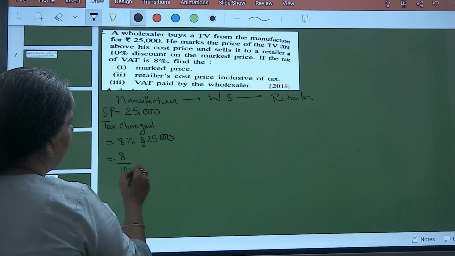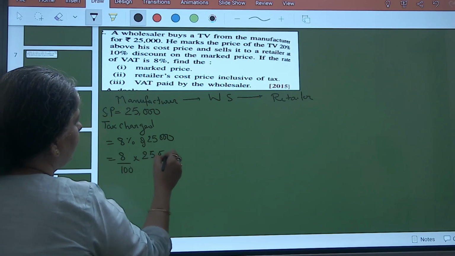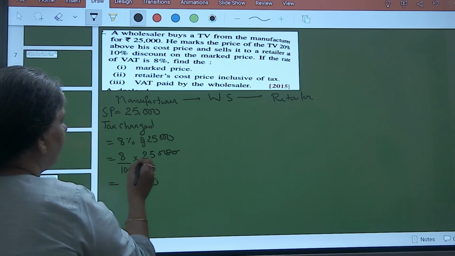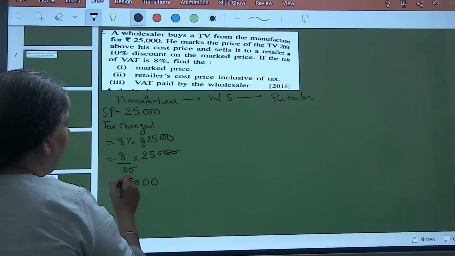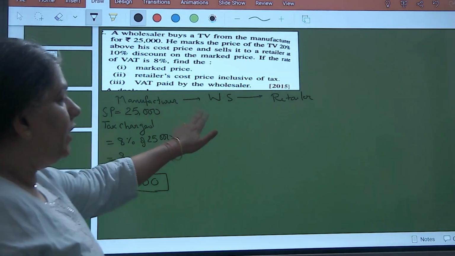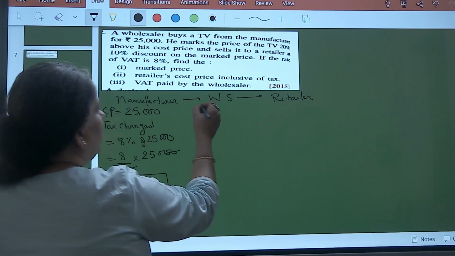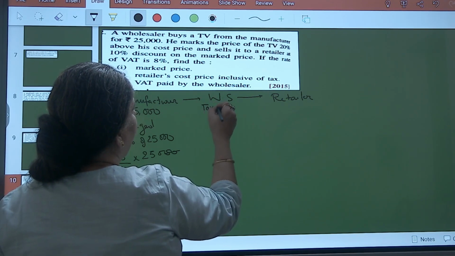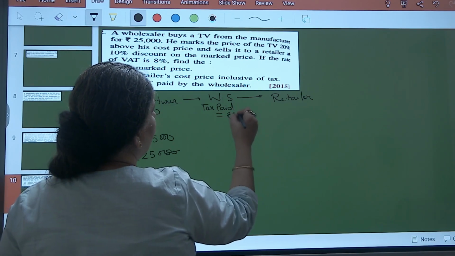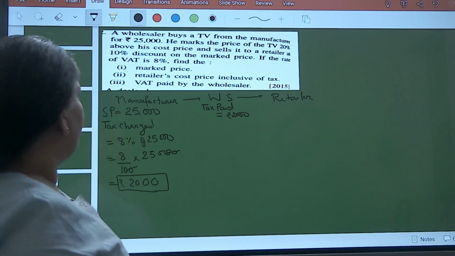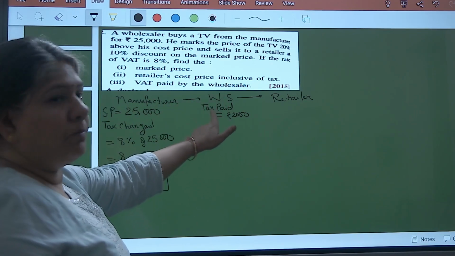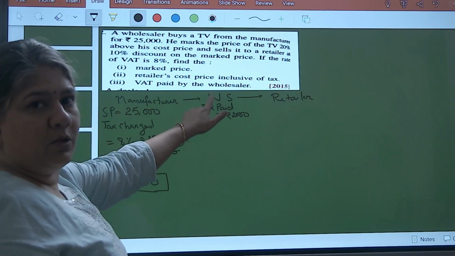So 8 upon 100 into 25,000. So what we get? 2,000. So rupee 2,000 is the tax charged by the manufacturer. So tax charged will be the same as tax paid by the wholesaler. So here we'll write, tax paid by the wholesaler will be rupee 2,000 on the purchase of the TV. Because we have to find VAT paid by the wholesaler, this point should be noted under the wholesaler.